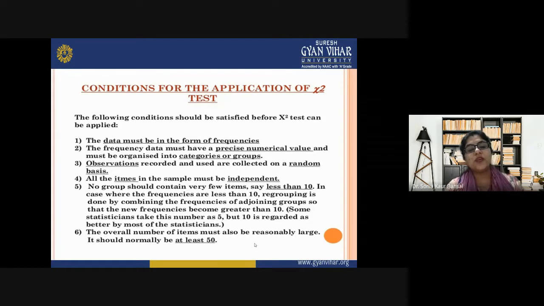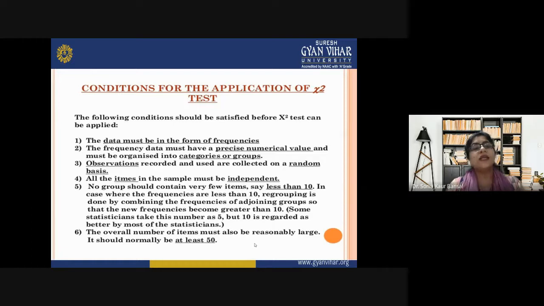In cases where the frequencies are less than 10, regrouping is done by combining the frequencies of adjoining groups, so that the new frequencies become greater than 10. Some statisticians take this number as 5, but 10 is regarded as better by most statisticians. The overall number of items must also be reasonably large. It should normally be at least 50. All right, so these are the set conditions.